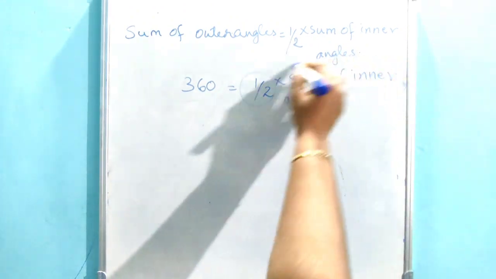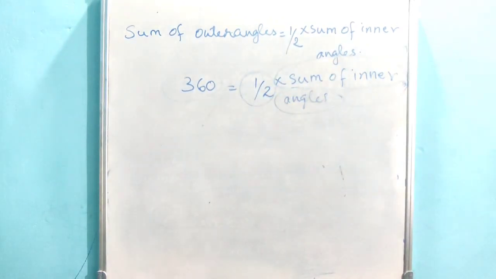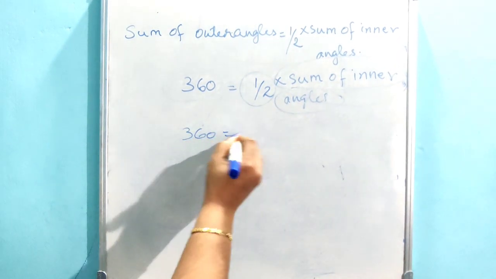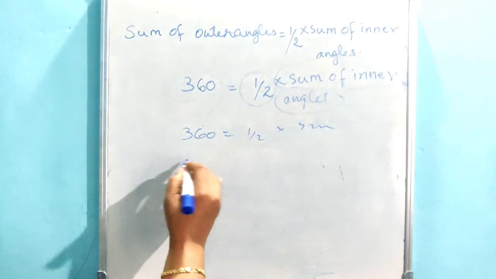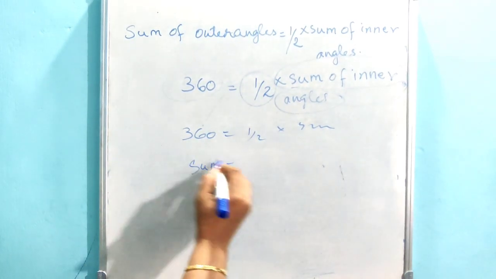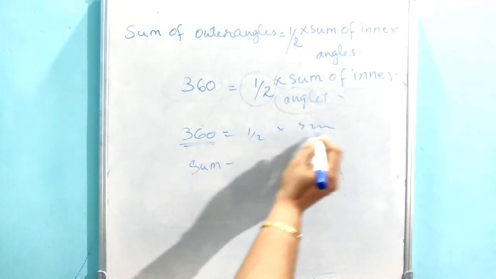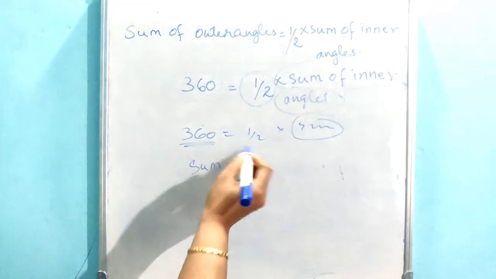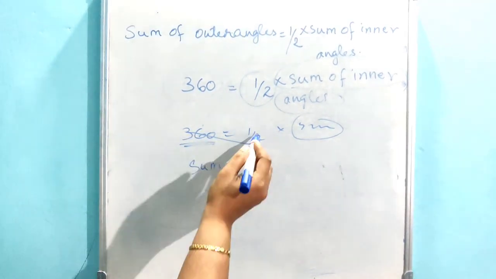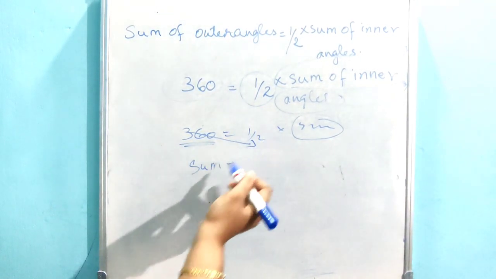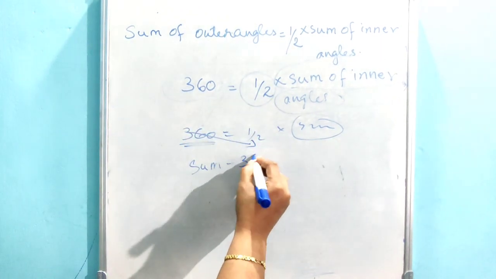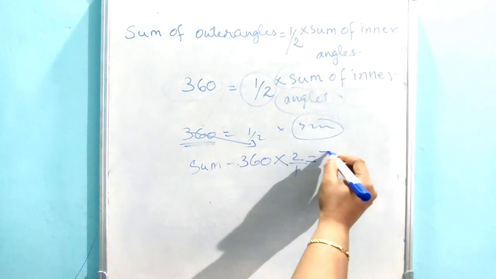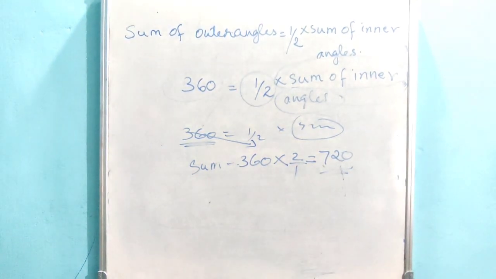Then what will be the sum of inner angles of that polygon? 360 is equal to half into the sum. 360 is half of the sum. Then that sum is double this 360. Here this 1 by 2, if we move it to the other side, becomes 360 into 2 by 1. That is 360 into 2 is equal to 720 degrees.